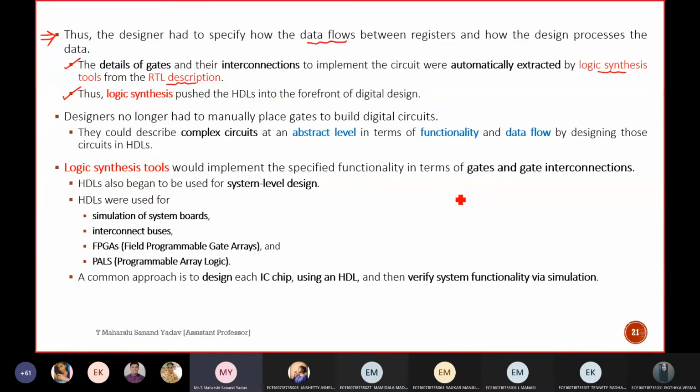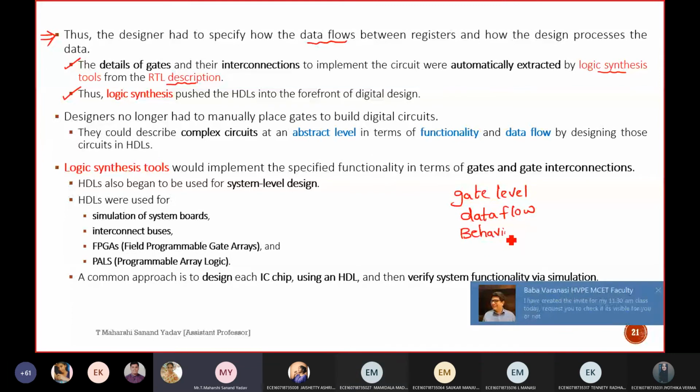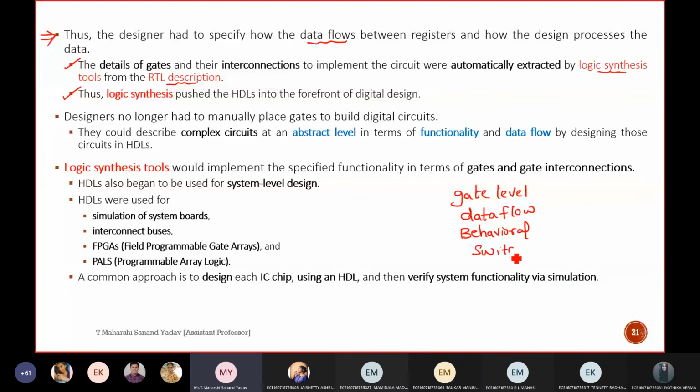Okay, how many ways are there to describe a particular hardware? Yesterday I gave you the overview. One is gate level style. Data flow. Behavioral. And the last one is switch level. In switch level, what are the elements that you use? CMOS, PMOS, and NMOS. Right. Switch level means NMOS, PMOS, and CMOS. Done.